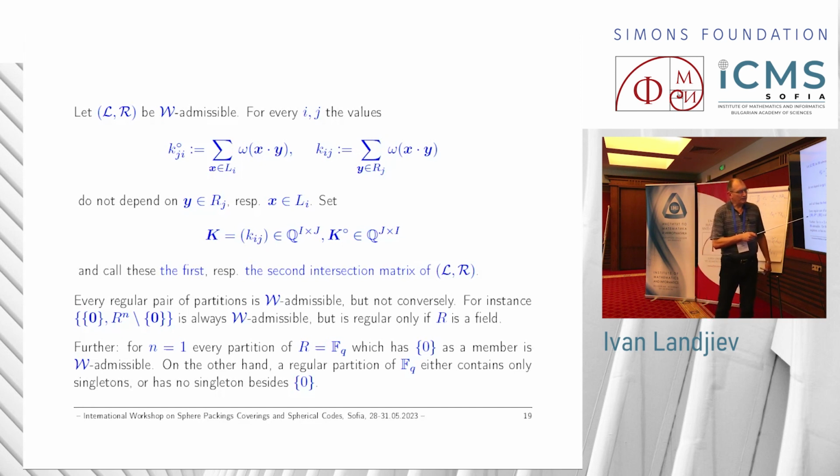For instance, consider just R to the power n, and here in one group the 0 vector and all the remaining vectors in another group. This is always doubly admissible, but is regular if and only if R is a field. If there are non-trivial ideals, one can easily check that this is not regular. And there are also other examples.